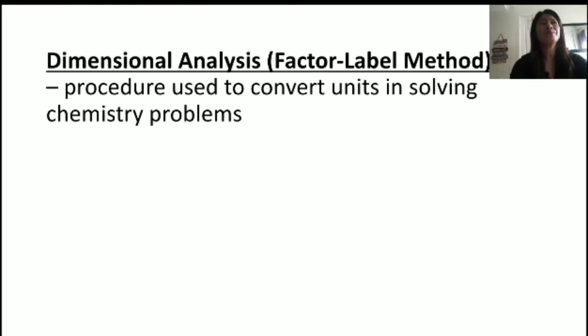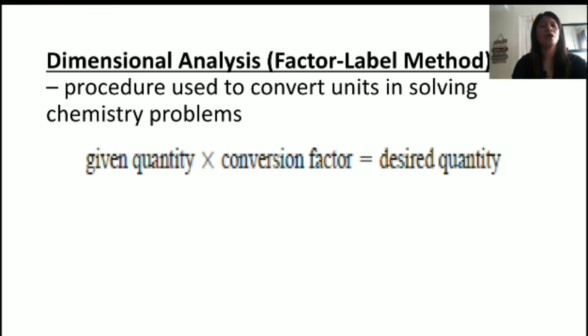In doing conversion, we apply the most common technique called dimensional analysis or the factor label method. This is a procedure used to convert units in solving chemistry problems. As a general equation, we have the given quantity. What do you do with the given quantity? You multiply that by a certain conversion factor, which is from an equivalent relationship between two quantities. So the product will give you the desired quantity.